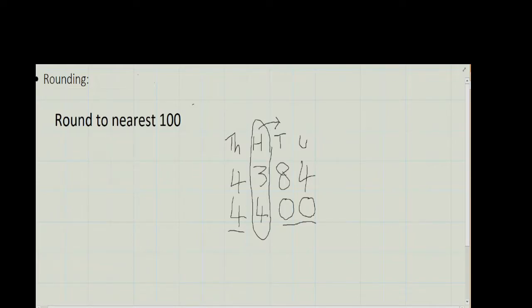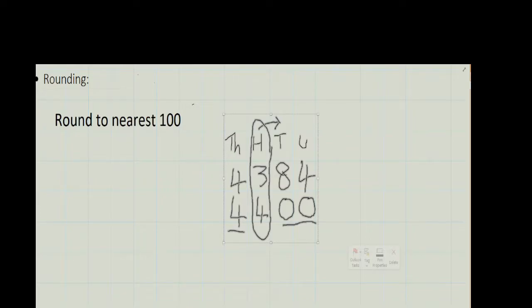So if you have an understanding of what rounding is, you look at that and think, is 4,384, when you round it, 4,400? Or perhaps it could be 4,300, but it is closer to 4,400. So the answer is 4,400.